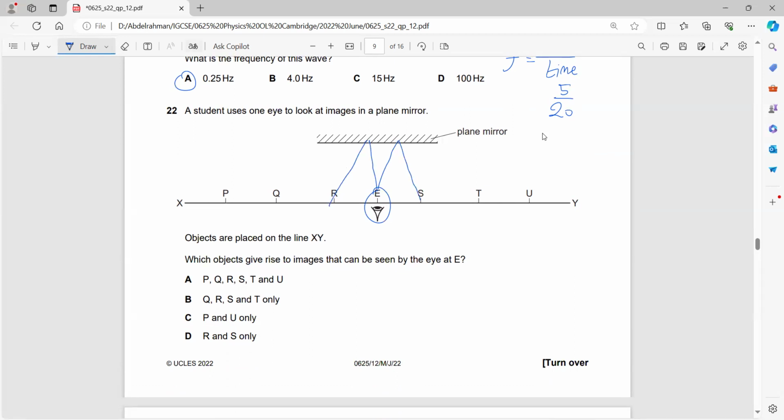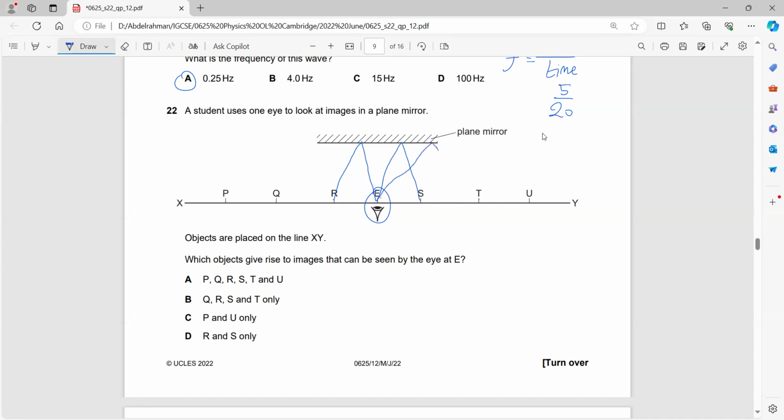If we draw an accurate angle of incidence and an accurate angle of reflection, then he can see R and S quite easily. He can also see T. Why? Because we can increase the angle of incidence this way. Okay, he can see T and he can see Q.